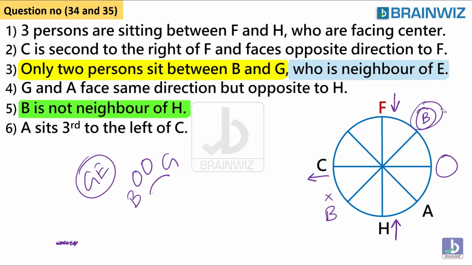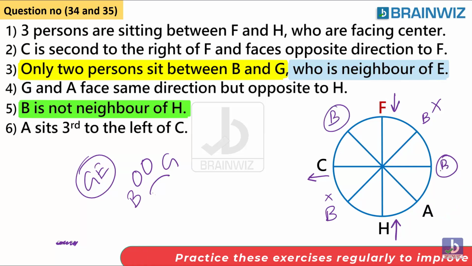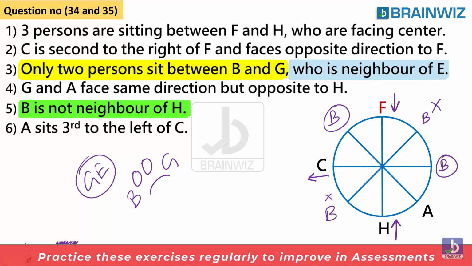If you put B here, 1, 2, 2 people are there between B and G. Is this possible? No. So I came to know that Bangalore is not possible here also. So Bangalore's place we are deciding. Bangalore can be either here or here. That is what we are supposed to do in the question. Are you understanding, everybody? Sure.